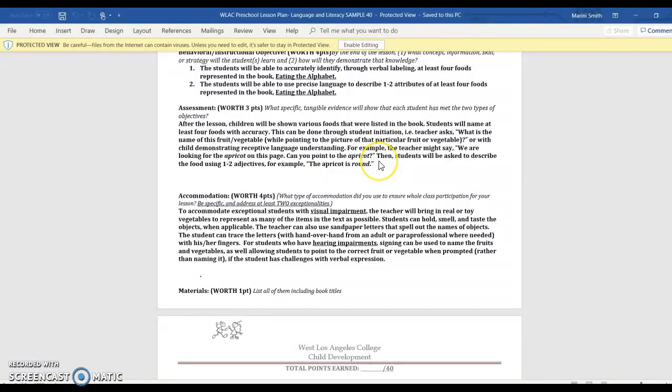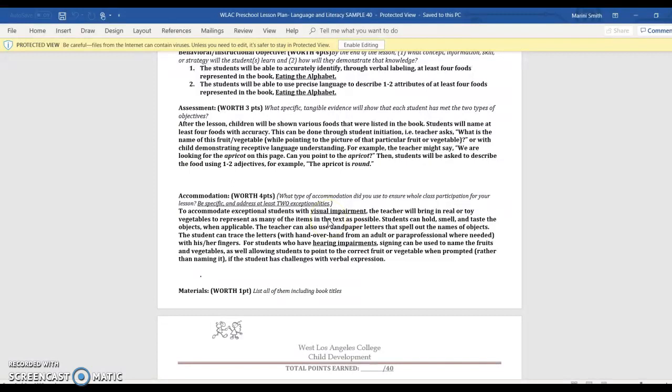So notice that I gave another variation because we're looking at exceptional children, and so they might not all be able to demonstrate the skill the way that some other children will. So you need to make sure that you're thinking about various ways to allow the student to meet those objectives. But that actually will come into even more play down here in this section, in the accommodation section. What type of accommodation did you use to ensure whole class participation for your lesson? Be specific and address at least 2 exceptionalities.